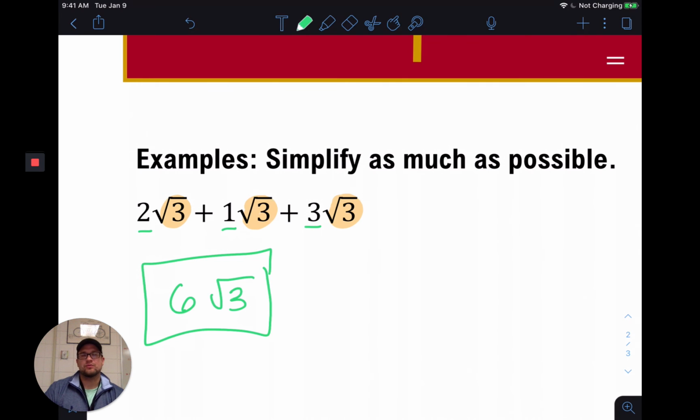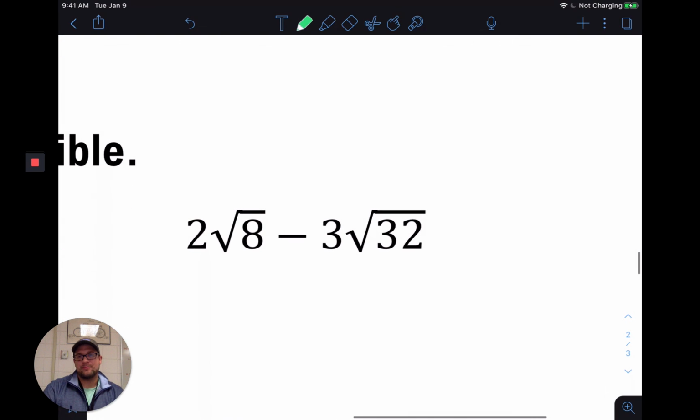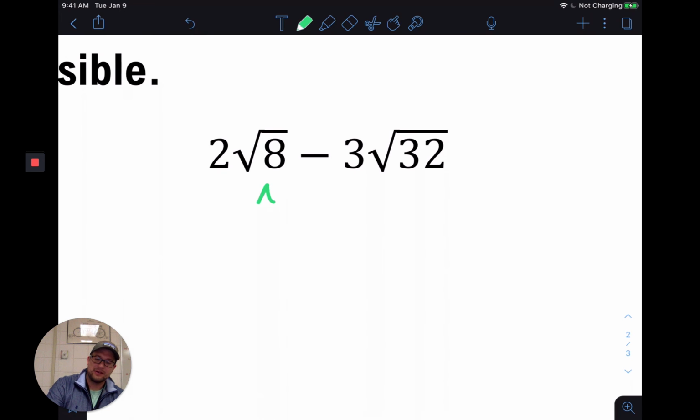Adding and subtracting is really easy if the radicals are already the same. If they're not the same, we have to do more work to start. Because sometimes they might be able to be combined and other times they can't. So, again, let's look at the prime factorization. 8 is just 2 times 4, and 4 is 2 times 2. So I could rewrite this as 2 square roots of 2, 2, 2.